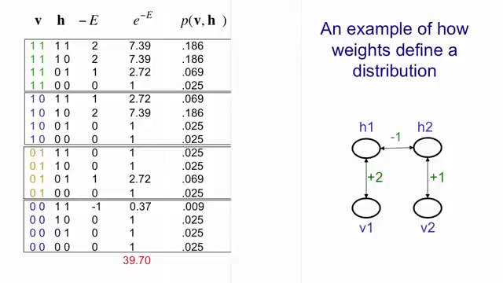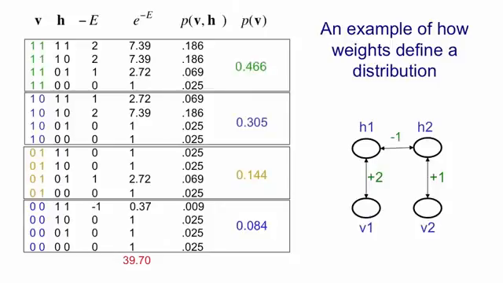Now, if we want the probability of a particular visible configuration, we have to sum over all the hidden configurations that could go with it. And so we add up the numbers in each block, and now we've computed the probability of each possible visible vector in a Boltzmann machine that has these 3 weights in it.